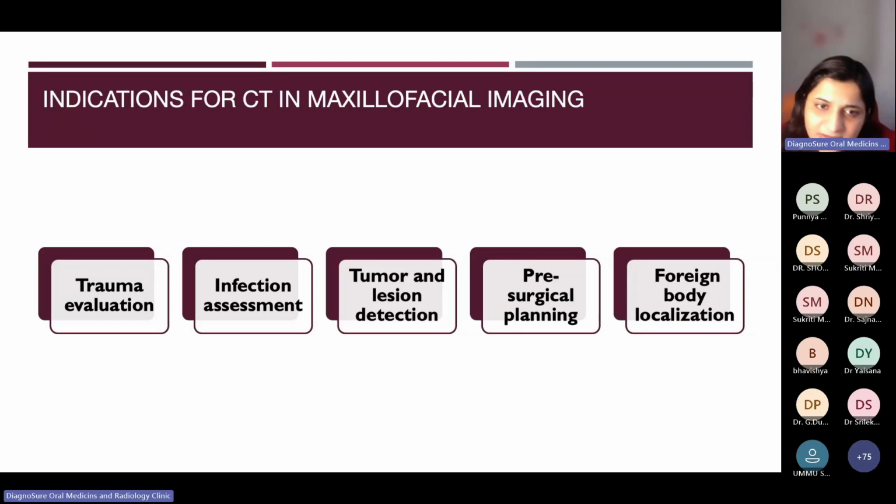Now, pre-surgical planning for implant or any pathological intervention. Pre-surgical planning is crucial. CT helps us to get proper guidelines for this planning. And foreign body localization, if there are cases of trauma, cases of accidents, and we are expecting any foreign bodies in the sinus or anywhere, CT can help us detect.